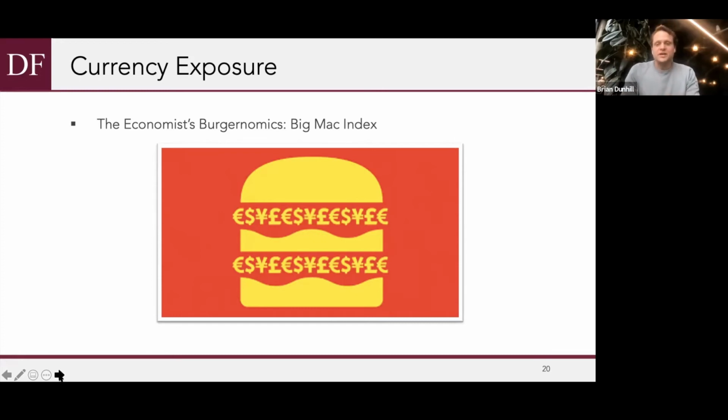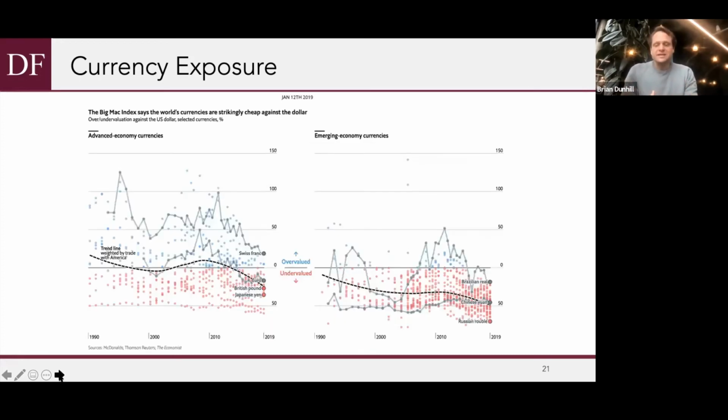And that's where, on the next slide, you're going to see that it doesn't matter if you're in an advanced economy or an emerging economy. The majority of countries are actually undervalued to the dollar. The dollar is expensive. The last 10 years are the perfect example of that.